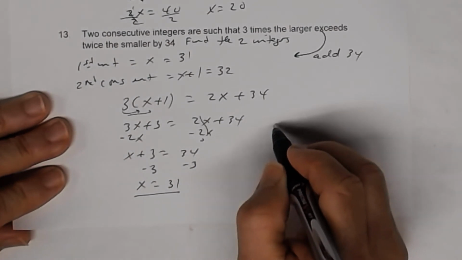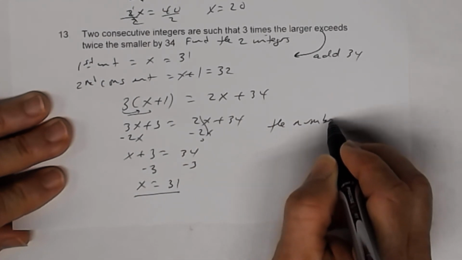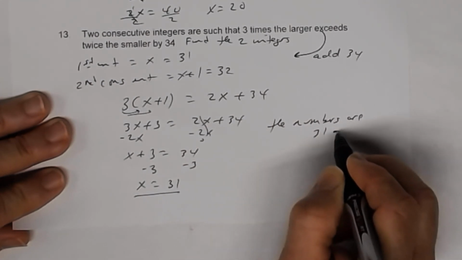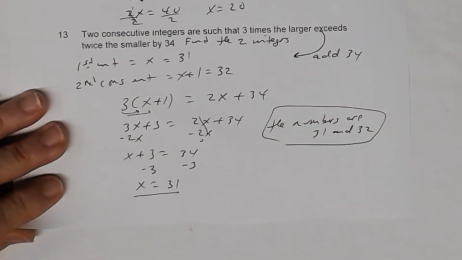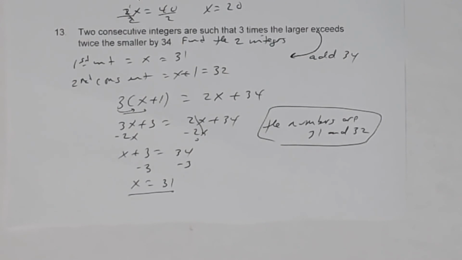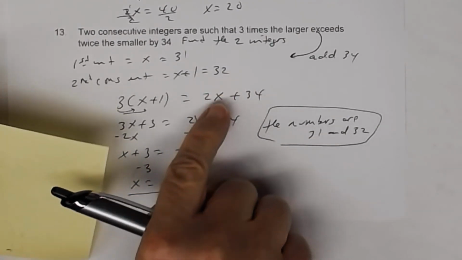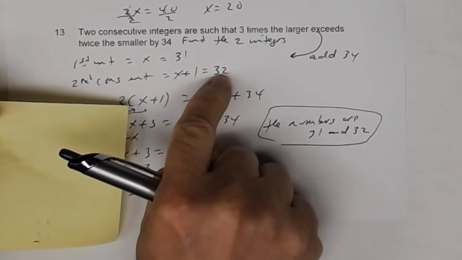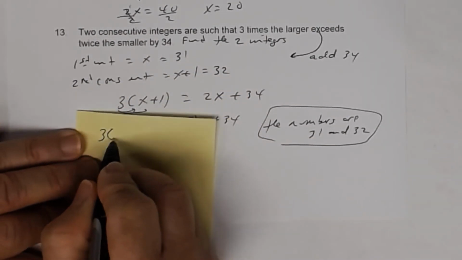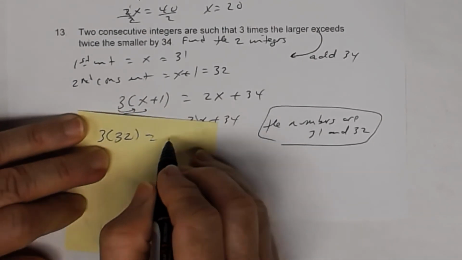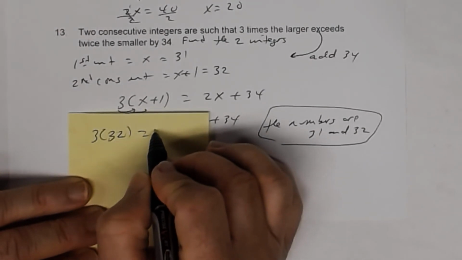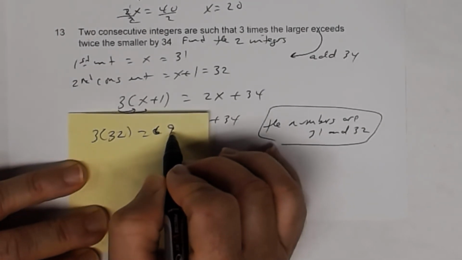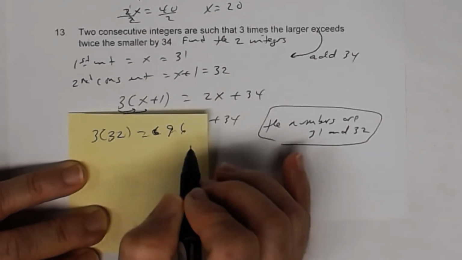All right, so the numbers are 31 and 32. Now, let's do that step 6 and check this to see if it makes sense. So 3 times the larger. If I take 3 times 32, which gives us what? Sorry, 3 times 2 is 6, that gives us 96. Okay, 96.